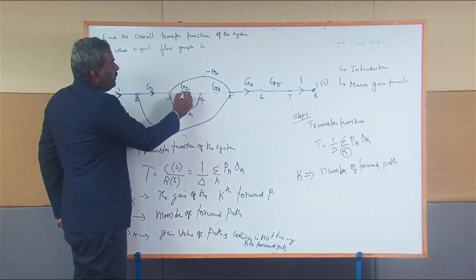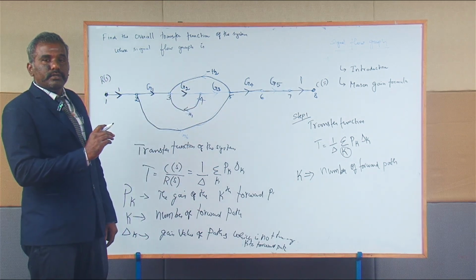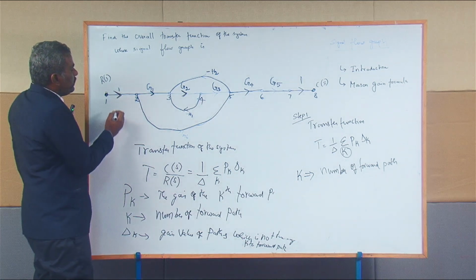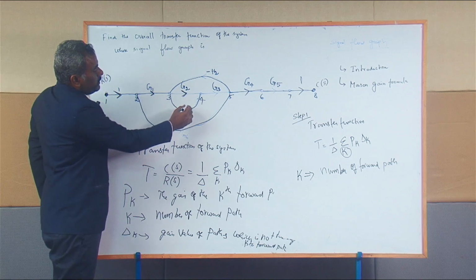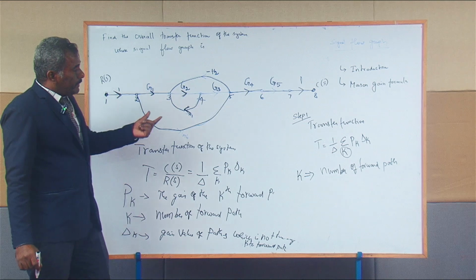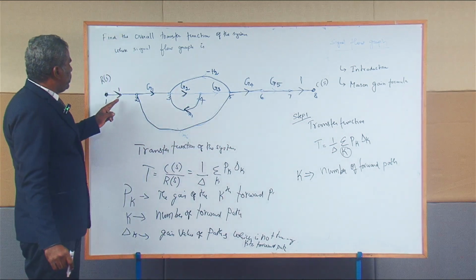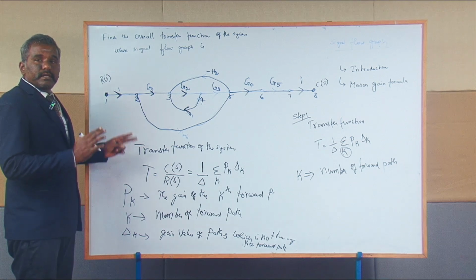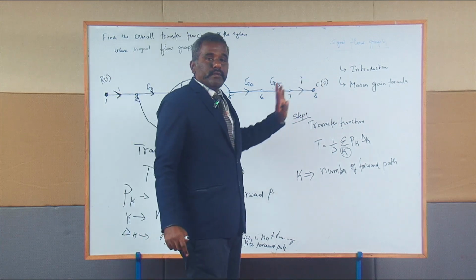Each node will be indicated in the forward path, with the same arrow mark direction which has been represented as forward path. In case here it has been represented as reversal flow. So for finding any number of forward paths, you need to check only the forward paths which reach from the input node R of S to the output node C of S.